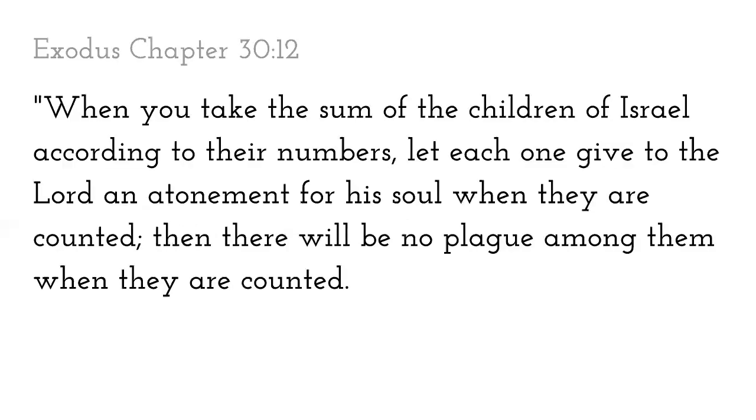And the English for the next verse, Exodus chapter 30, verse 12, is: "When you take the sum of the children of Israel, according to their numbers, let each one give to the Lord an atonement for his soul when they are counted. Then there will be no plague among them when they are counted."